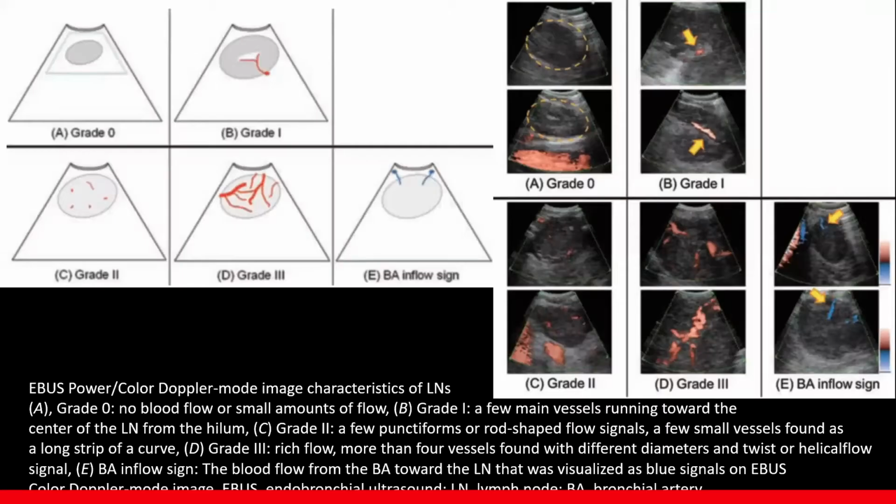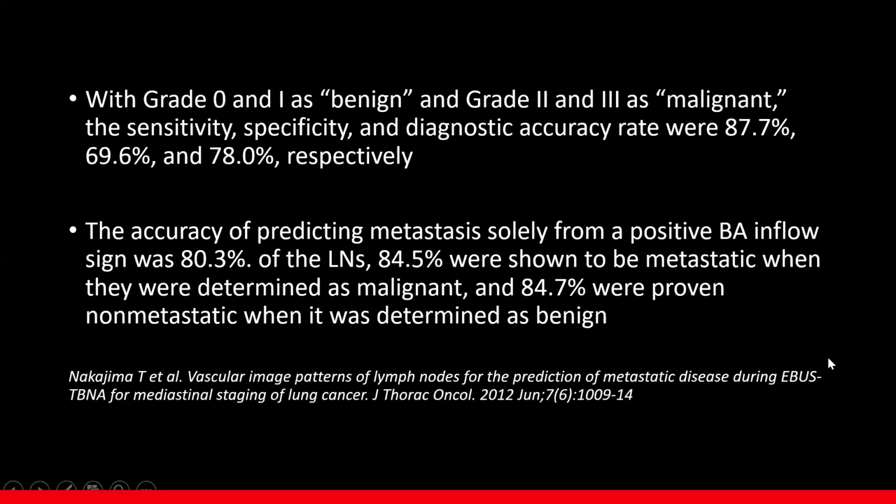This is another study showing the power color Doppler image characteristic of lymph node. There are different grades in this study: grade 0, grade 1, grade 2, grade 3, grade 4, or BA sign. Grade 0, there is no blood flow. Grade 1, it's like a hilar structure. Grade 2, few rod-shaped flow signals. Grade 3, more than 4 vessels with different diameters. And BA inflow, blood flow from the bronchial artery towards the lymph node. Grade 3 and grade 4 are suggestive of malignancy.